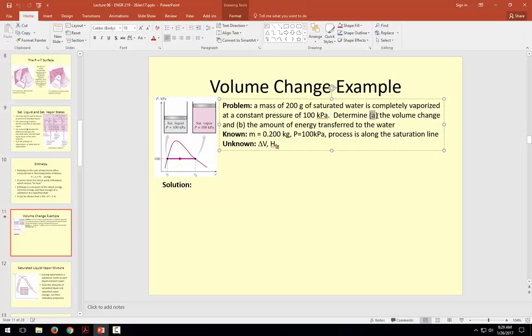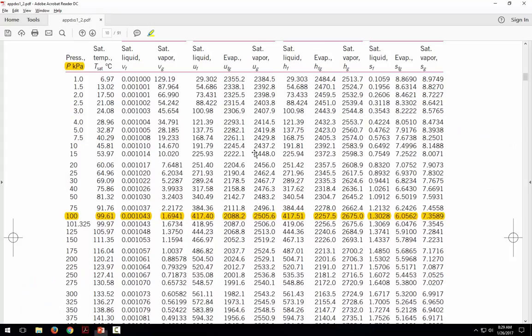Okay, so our first part of the problem is we want to determine the volume change, and then the second part of the problem is we want to find the amount of energy that's transferred to the water. So immediately I know that if I want to look at a volume change, I'm going to have to look at these terms here.